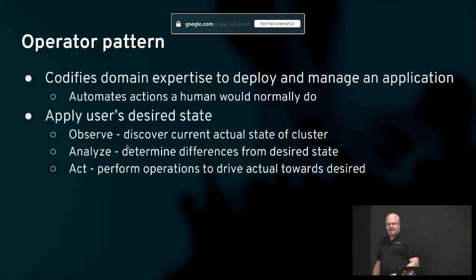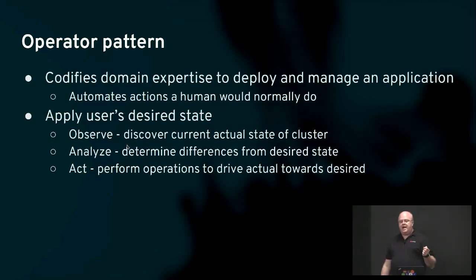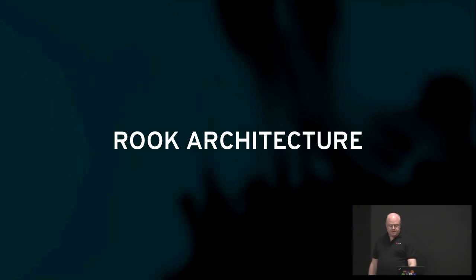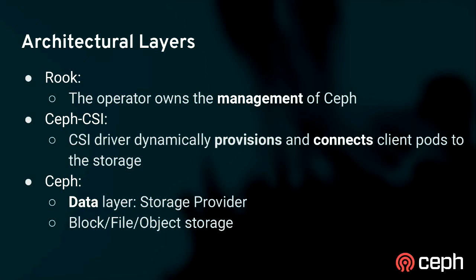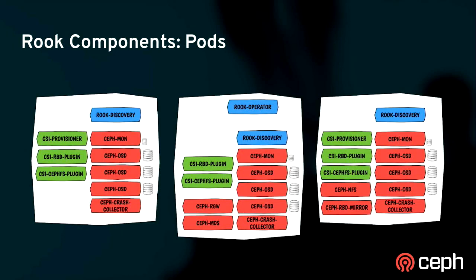So I've kind of covered some of this already. Operators codify the way to deploy and manage an application and achieve a certain desired state. And then the Rook architecture, well, Rook owns the management of Ceph. Ceph CSI is the CSI driver that actually does the provisioning connections. And then Ceph offers you the capabilities for block, file, and object, which then translate into those RWX, RWO primitives that we mentioned earlier. And under the hood, as you can see, we end up with quite a bunch of different containers.